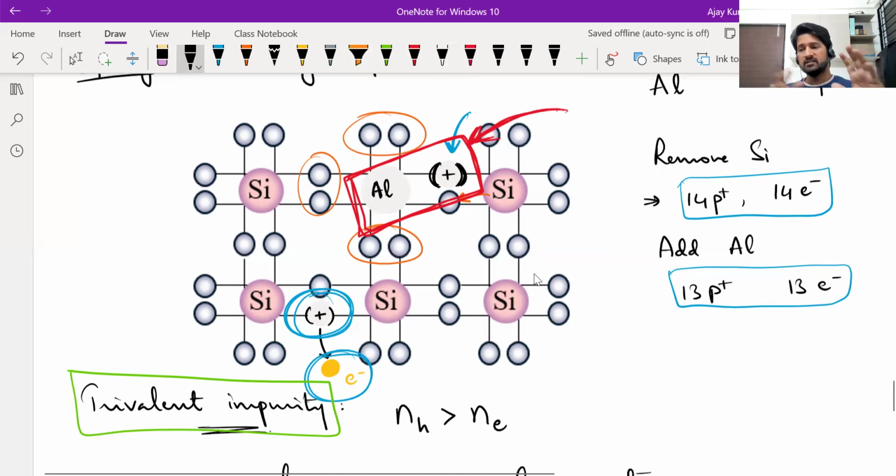But what is the net charge on a p-type semiconductor? It's still zero. P-type has more holes than electrons, but the net charge is still zero because, as I said, a neutral silicon atom is removed, a neutral aluminum atom is introduced. So you removed 14 protons, 14 electrons, you introduced 13 protons, 13 electrons, right? So there is a lack of one electron. That lack is what appears as a hole. One proton is also missing. So the net charge on a p-type semiconductor is zero itself.